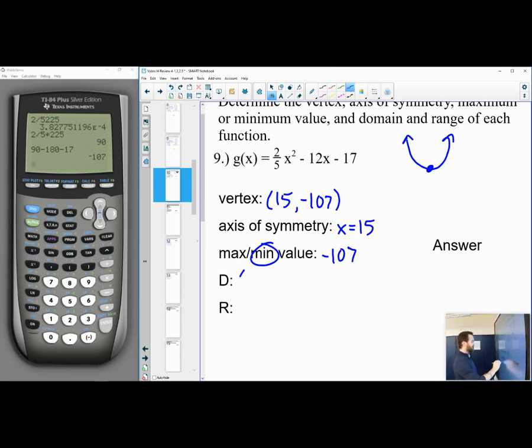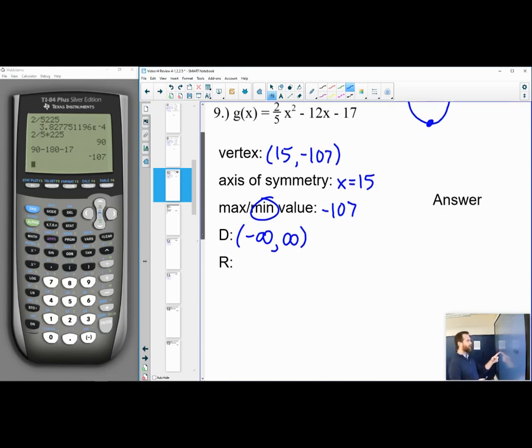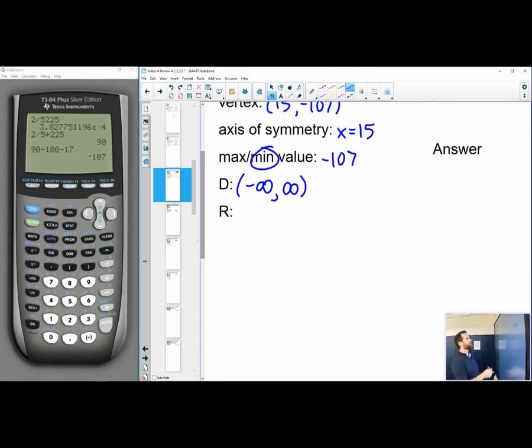Okay, now we need our domain. That's easy for quadratics. It's from negative infinity to positive infinity, or you could say all real numbers. Now the range we actually have to think about. So there's a minimum value, which means we're starting low and going up forever, which means we have to start at negative 107. And since we're going up forever, it's going to infinity. Infinity is not a number. We're never going to get there.